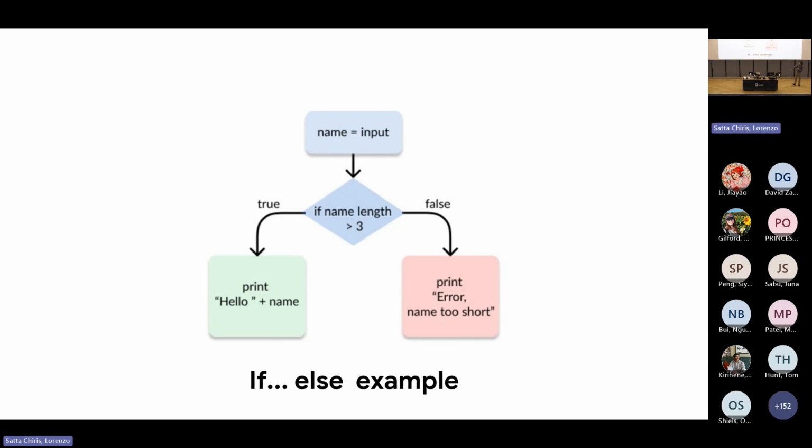So I'm going to write an if-else. If the name is longer than 3, so true, I'm going to print hello plus name. If the name is shorter than 3 characters, I'm talking about characters, so the length of the name, I'm printing error: your name is too short. You need to put your name in again.